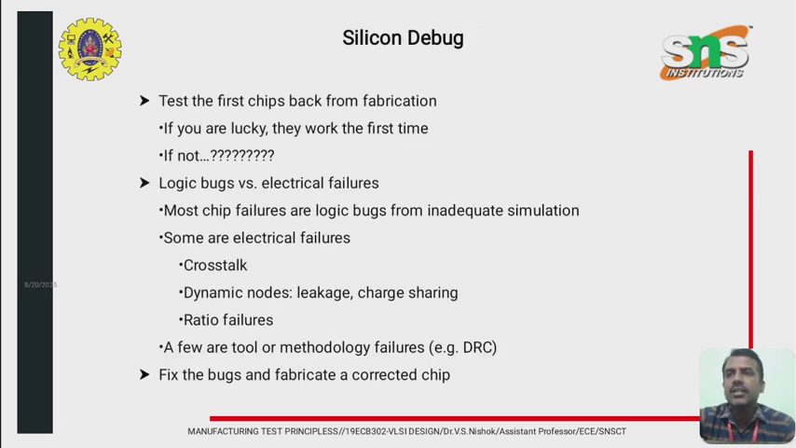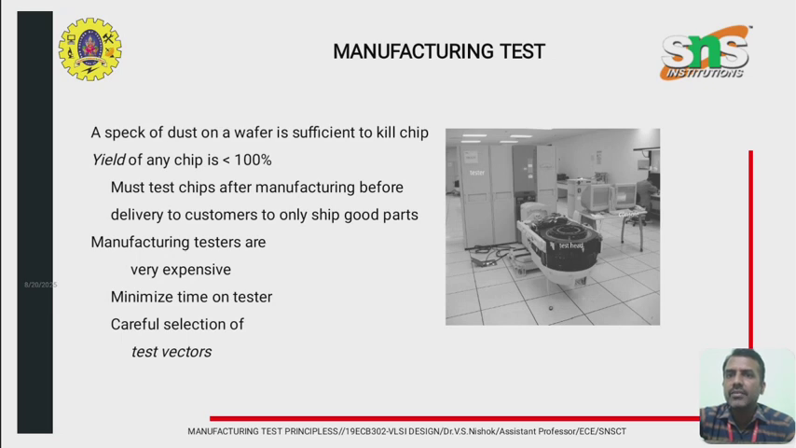And then silicon debug. Test the first chips back from fabrication. If we are going for testing, it should be tested from the fabrication step. Initially from the wafer step, we need to test each and every step, and we obtain the IC at the last step.